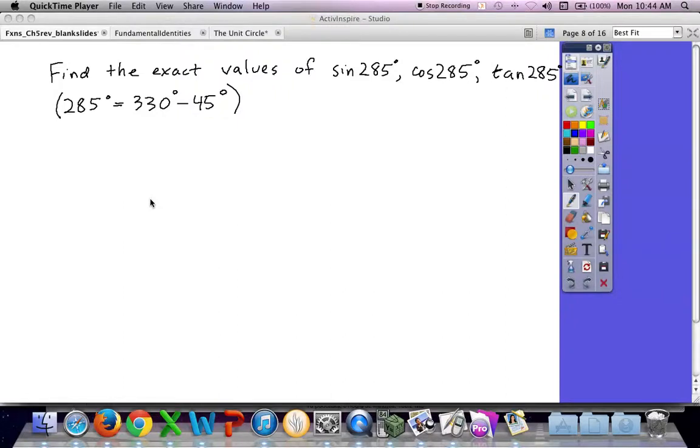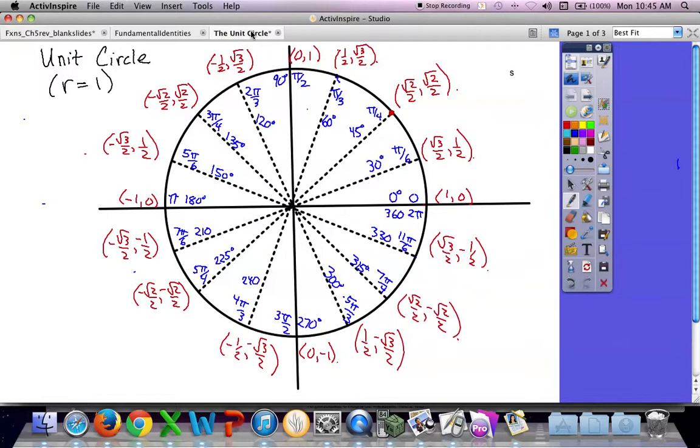Find exact values of the sine, cosine, and tangent of 285 degrees, with the hint here that 285 degrees is 330 minus 45. Now, would 285 be a unit circle angle? If you look at it, there's 270, 300. It's right in the middle there. If we want to be exact, we can't use the unit circle for that.